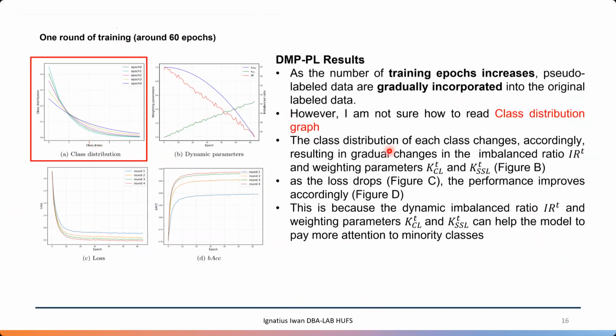And the class distribution of each class changes accordingly, resulting in a gradual change in the imbalance ratio and also the weighting parameters, as we can see in the table. And for the loss, as the loss drops, the performance improves accordingly, like we can see in this figure. This is because the dynamic imbalance ratio, IRT, and the weighting parameters can help the model to pay more attention to the minority classes.